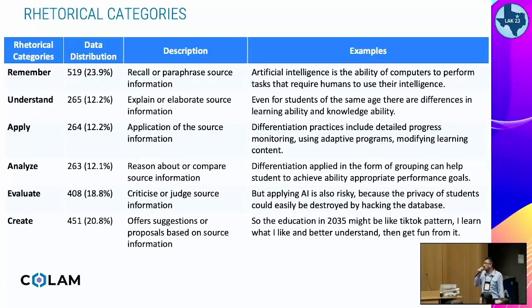The unit of analysis was a sentence, so each sentence was manually classified into one of the 6 levels of Bloom's taxonomy, following the operational definitions that we articulated from the taxonomy for this study. For example, a sentence classified as remember would be one just recalling or paraphrasing source information without any deeper transformation of that source knowledge in the student essay. While, for instance, create would be a sentence that offers suggestions or proposals based on source information or based on information from multiple sources as well.